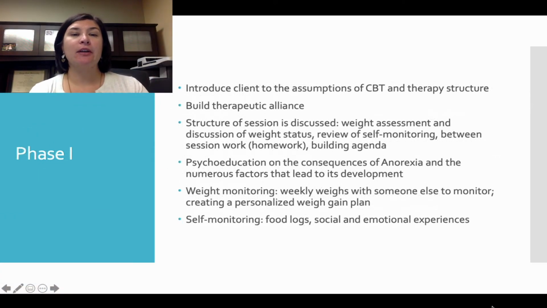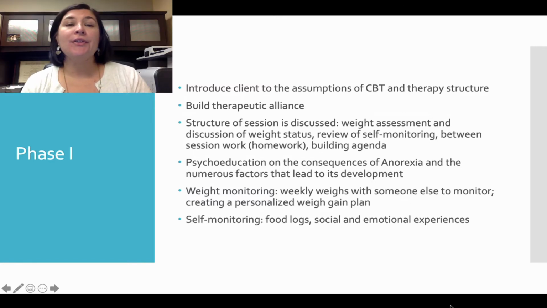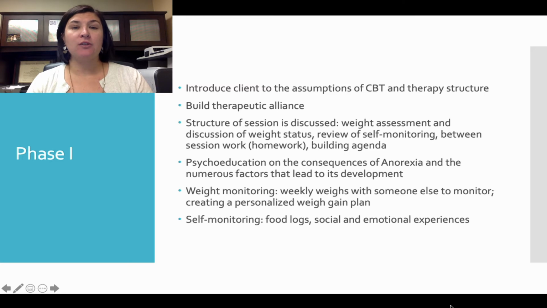In phase 1, we're going to introduce the client to what are some of the assumptions of CBT and the therapy structure. We also want to be making sure that we're building a therapeutic alliance with the client. The structure of the session for the first phase is to discuss weight assessment and the discussion of their weight status, how they view their weight, a review of their self-monitoring techniques, and between session work, so their homework, we're also going to build an agenda or look for goals.